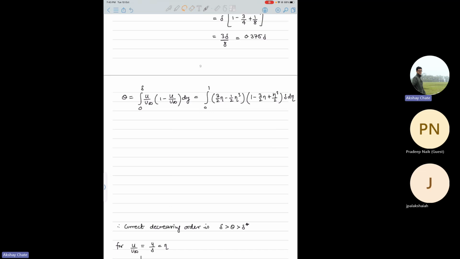So for this, if you do the calculations, I think I made some mistake here. The correct answer is 39/280 into delta. So if you do 39 divided by 280, that is 0.139 delta.